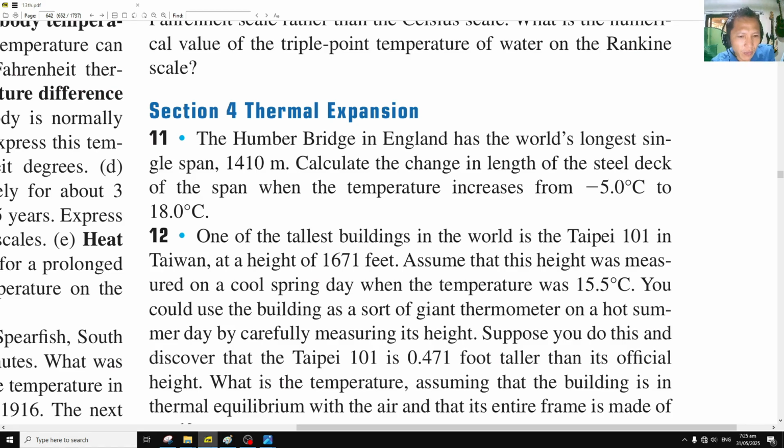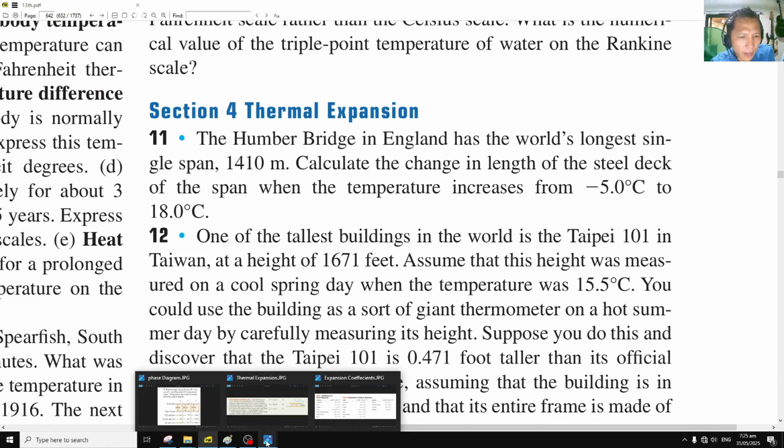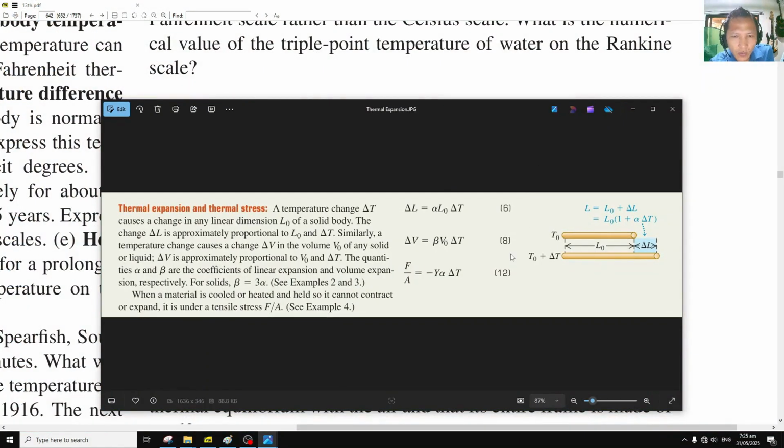Change in length. We have a formula for thermal expansion. When a material is heated, in general the volume expands, so it is three-dimensional. But if we only consider length, we account only for linear expansion, the growth along the length. That's why we call it linear.